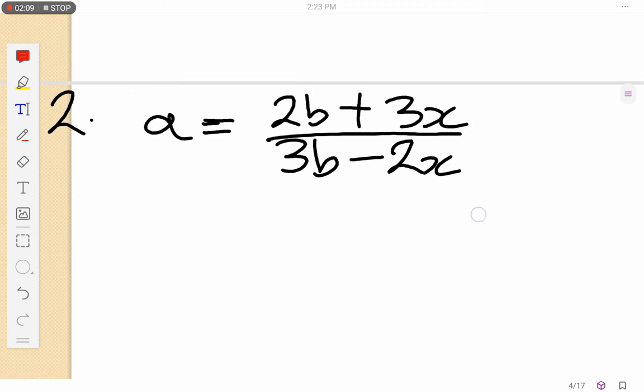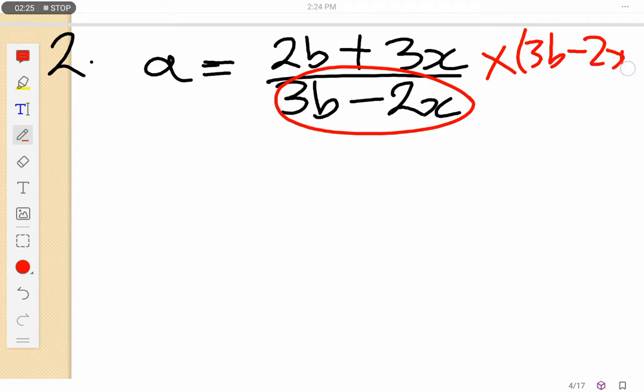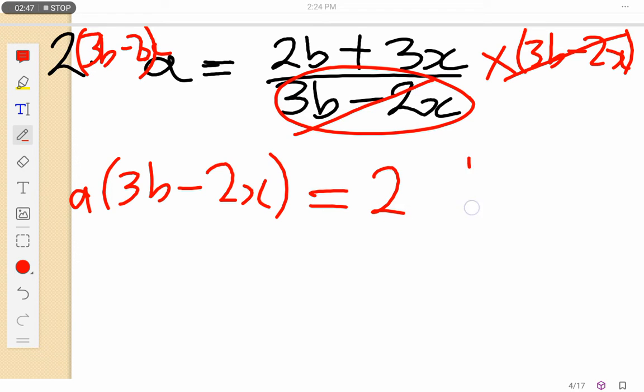Let's have another fraction. Okay, this one, we have got 3b minus 2x on the denominator. So we multiply everything by it so that we remove it. So we multiply by 3b minus 2x this side. On this side, we also multiply by 3b minus 2x. So on the left side, I'll have a multiplying 3b minus 2x, and we'll get on the right side is equal to, this bracket will cancel off with this bracket, so we'll get 2b plus 3x.